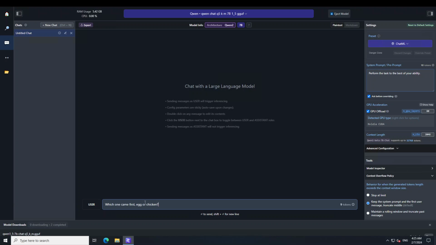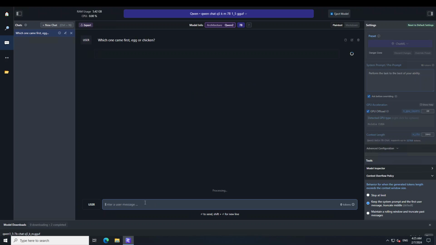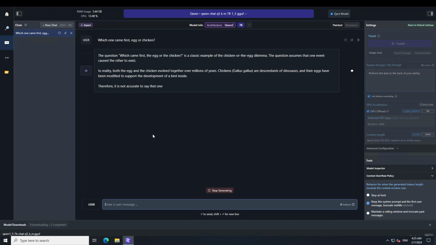So the first prompt I'm going to ask it: which one came first, egg or chicken? And remember, the power of this Qwen model 1.5 lies in reasoning, especially around language. So let's see what sort of reasoning it does. Okay, so as my GPU is in action, which has 16 GB of VRAM, and I have 32 GB of RAM on my system, the speed is quite good.